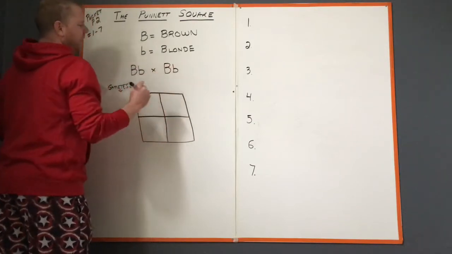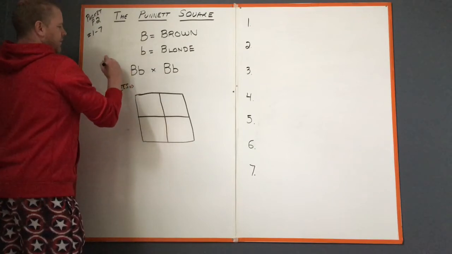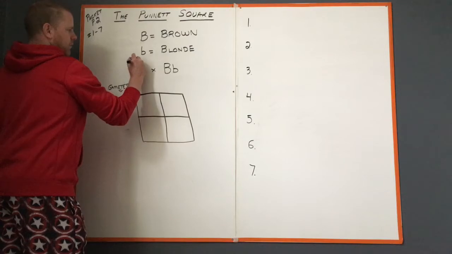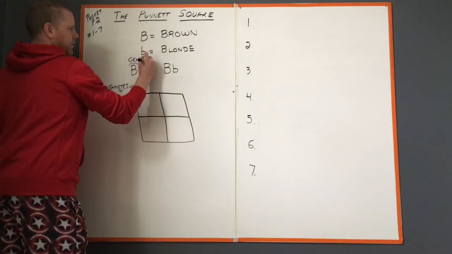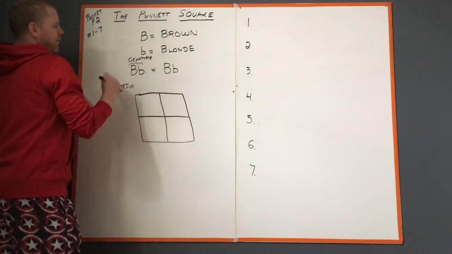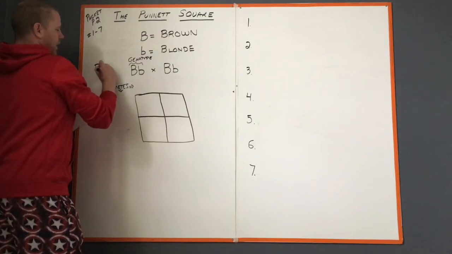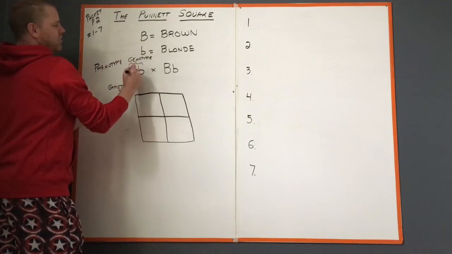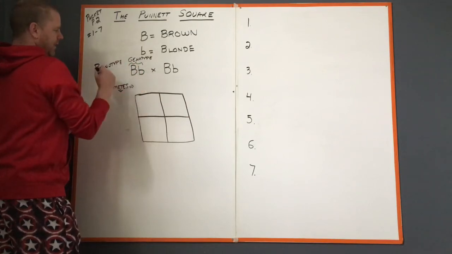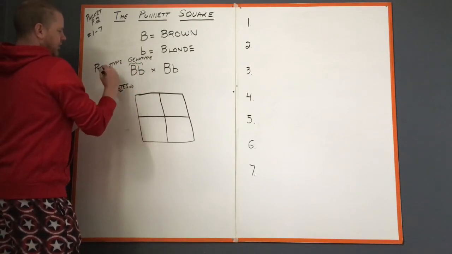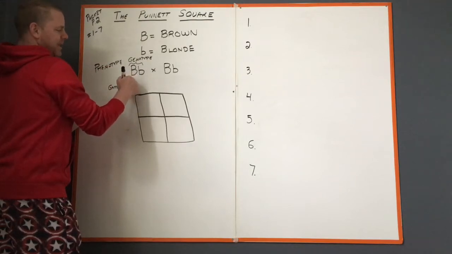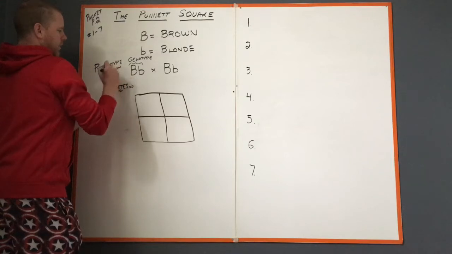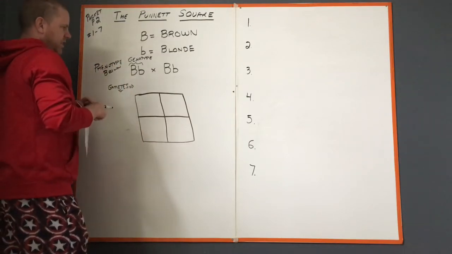Now first, if we looked at genotype, genotype is the letters, right? Genotype is the letters. Phenotype is what the organism actually looks like, all right? So for this case, the genotype would be heterozygous, big B, little b. And what would this thing actually look like? Because it has a dominant, it would have brown hair. Okay, so that's phenotype versus genotype.